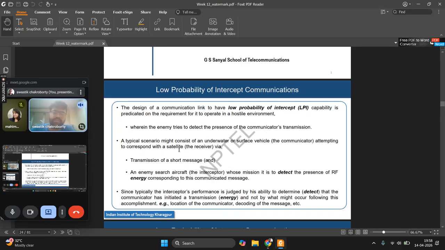A typical scenario might consist of an underwater or surface vehicle attempting to correspond to a satellite via transmission of a short message, and an enemy search aircraft, the interceptor, whose mission is to detect the presence of RF energy corresponding to this communicated energy. So your design has to be such that we can evade this interceptor and send our data freely.